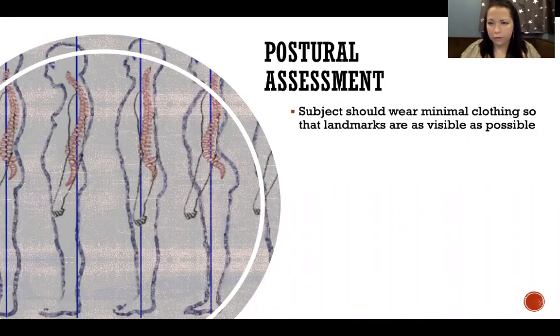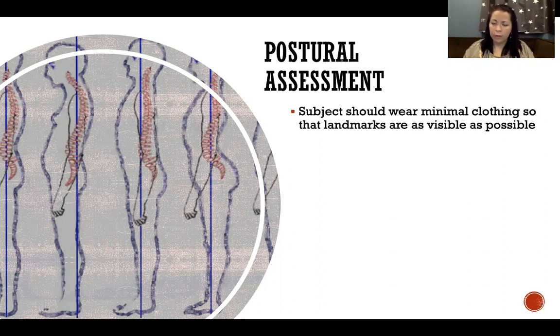Okay, so when we're doing our postural assessment, you want the person to wear as minimal clothing as is possible or as they feel comfortable with. That'll be different for different populations and in different contexts. So if they're comfortable wearing a bathing suit or a sports bra and shorts or leggings or whatever it is that they're comfortable with, it really depends on the person and on you and on what environment you're doing this in. But the less someone is wearing and the more you're able to see their skin and their body, the more visible their landmarks will be and the easier and maybe more accurate your postural assessment will be.